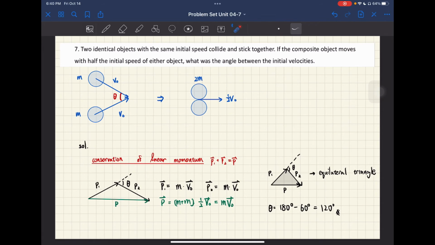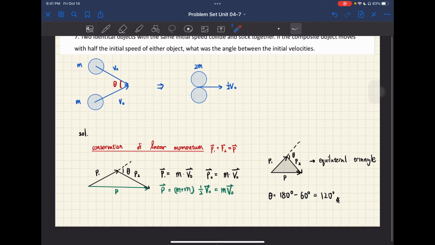We know that P1 equals m times V0, and this is a vector, and P2 equals m times V0, and P equals m plus m, because this is a composite object, times V0 over 2, which equals m times V0. According to the conservation of linear momentum, we can derive the equation P1 plus P2 equals P. So we can draw this picture.